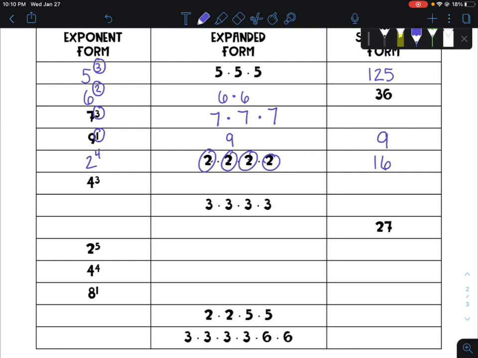Okay, now 4 to the third. Remember that 3 counts how many 4s we're going to multiply. So 4 times 4 times 4. 4 times 4 is 16, times another 4 makes 64. 3 times 3 times 3 times 3. There are 4 of these 3s, so 3, the base, raised to the 4. Remember, that exponent counts the number of times you multiply.